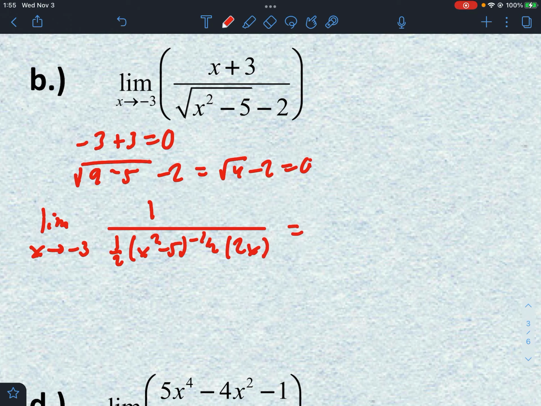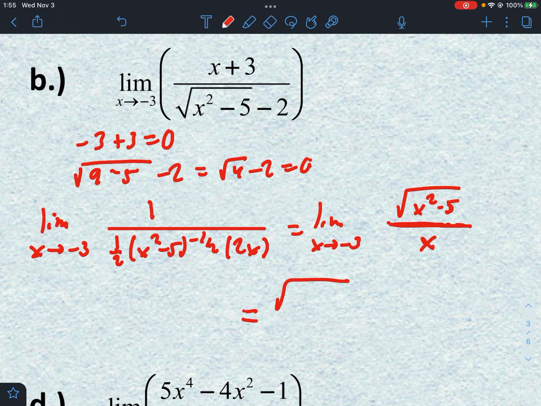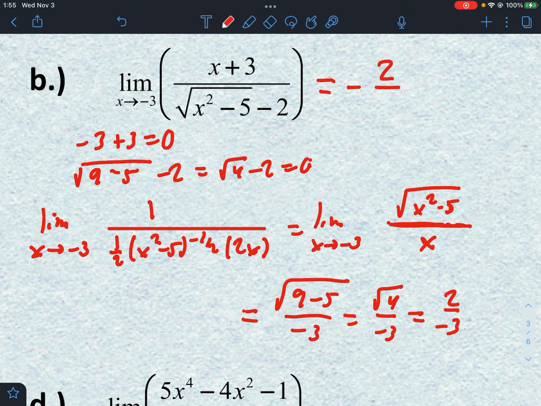All right, if we want to simplify that a little bit, the (x squared minus 5) to the negative 1/2 comes to the numerator here. I'm going to write it as a root instead of an exponent. And the denominator, the 1/2 and the 2 cancel, so we're just left with x. And now, if we put negative 3 in again, we get our limit is negative 2/3.